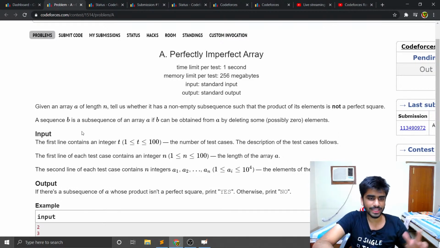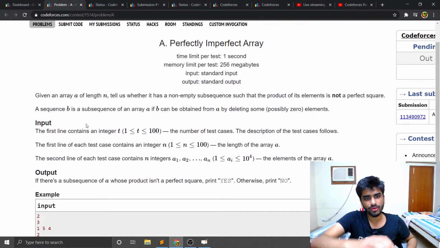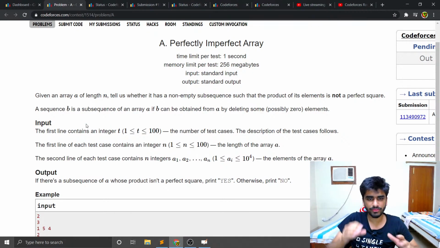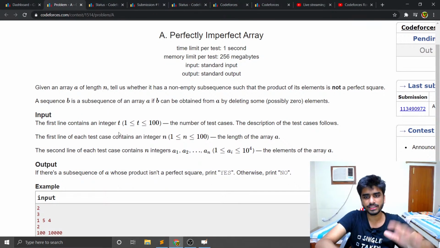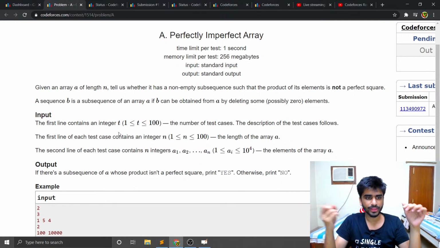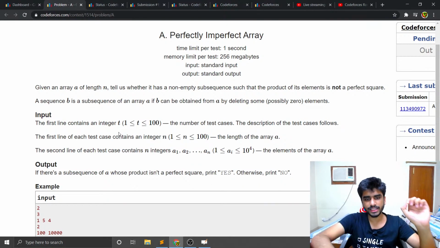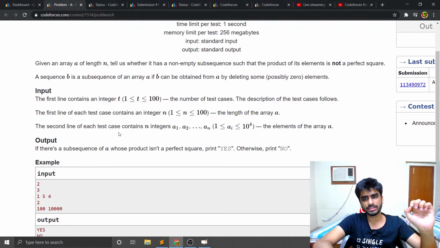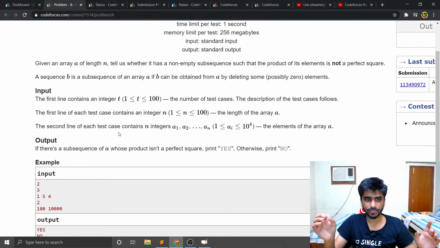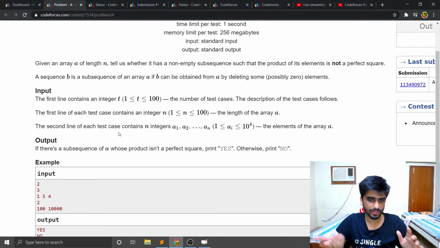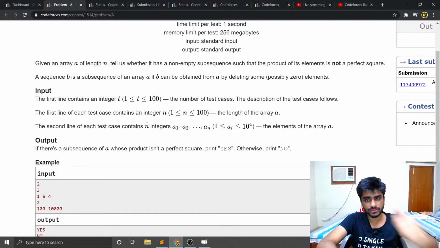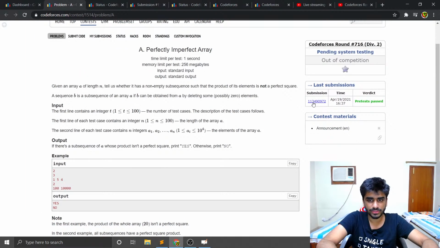So it is Perfectly Imperfect Array. We want a non-empty subsequence such that the product of the elements is not a perfect square, right? It is easy to prove that a single element will always work, because if all single elements are perfect squares, then if you multiply everything, obviously the product will be a perfect square, and then it wouldn't work. So obviously a single element will always work. So we just have to check if there's at least one element in the array that is not a perfect square, right? Yeah, that was pretty easy.